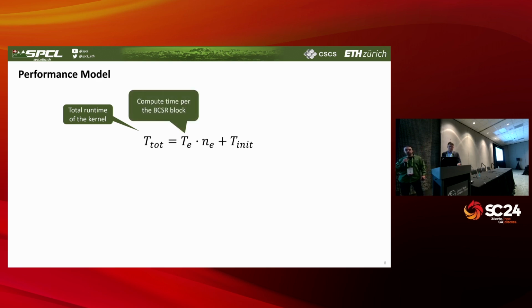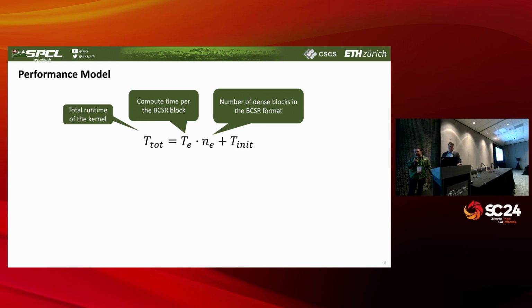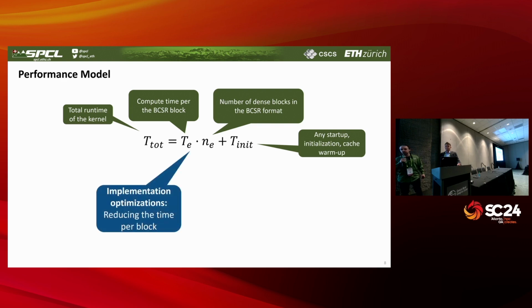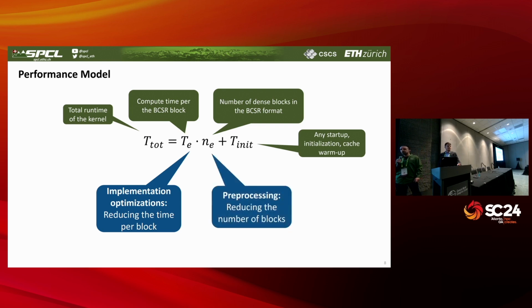First is the compute time per single BCSR block, so we can think of it as a single unit of computation, times the number of blocks, plus this constant term that accounts for cache warm-up, kernel initializations, etc. So basically here we see the contribution of these two parts that were previously mentioned. First is the low-level optimization details, so we want to reduce the time per single element. And the second part, the pre-processing high-level optimization, is that we want to reduce the total number of blocks. So now let's focus on the first part.